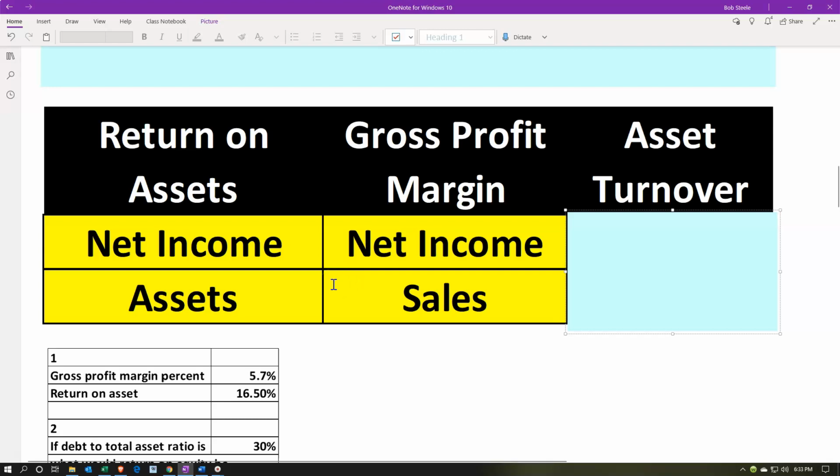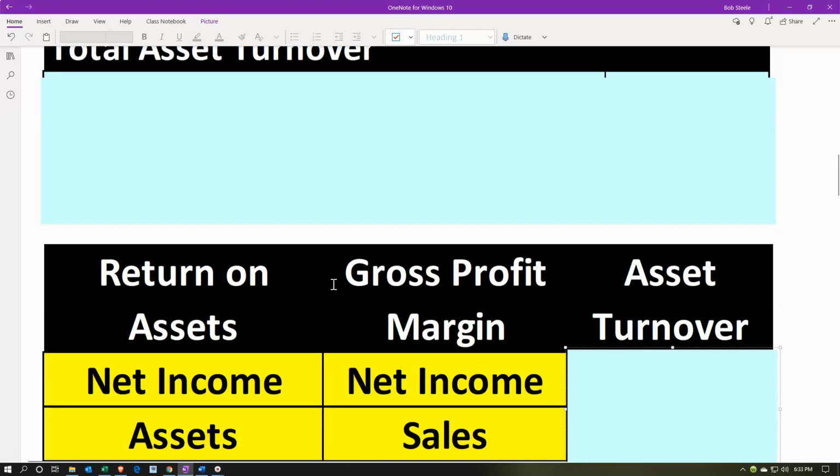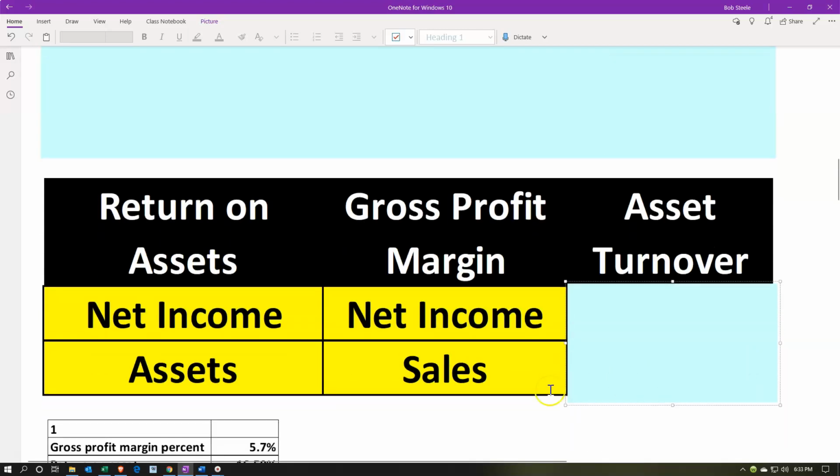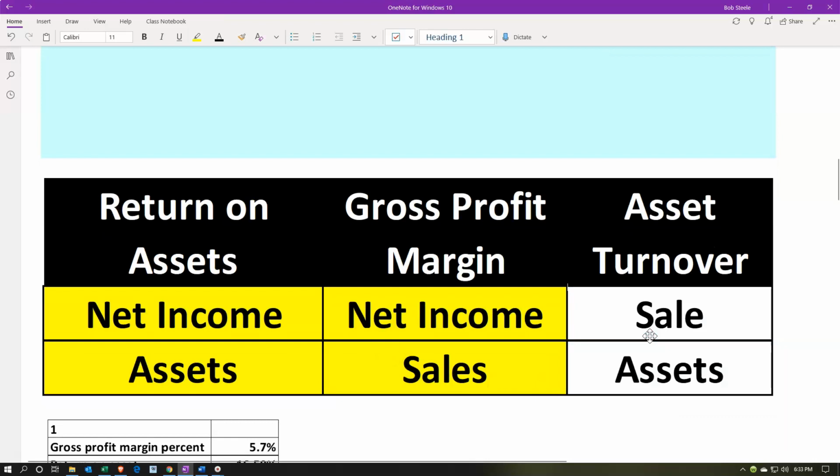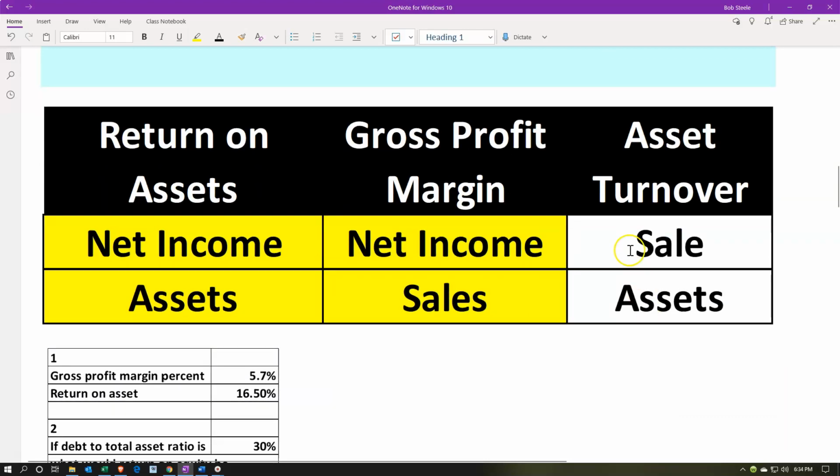So notice if we look at these, we have these two items. We're looking for the total asset turnover, which is sales over assets. So if I look at the information here, I've got net income, assets, and sales, and what I'm looking for is sales over assets. If I can take the reciprocal of the gross profit margin, then we might be able to cancel out the net incomes and end up with sales over assets. Well, how can you do that? We might be able to divide the fractions.